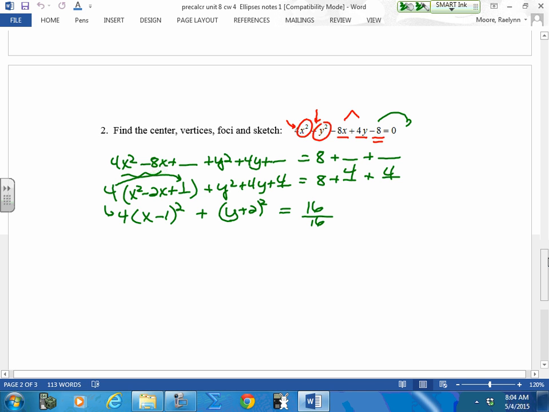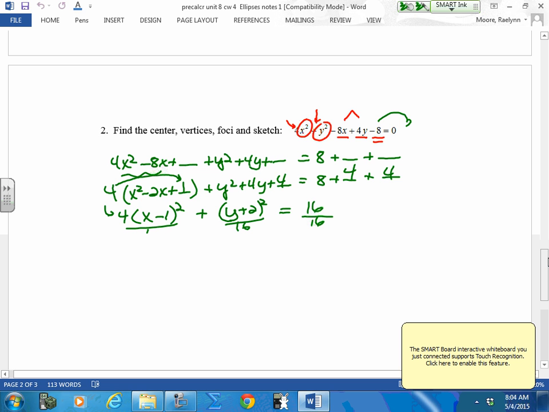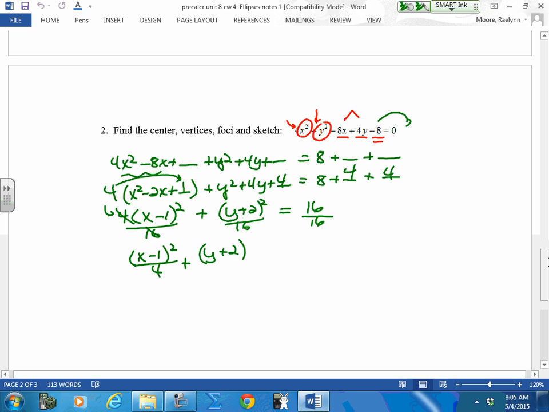So divide by 16. Now, 4 goes into 16 how many times? 4. These coefficients up here have to be a 1. Here's your equation of your ellipse. We have to do 2 complete the squares to get it into this format.